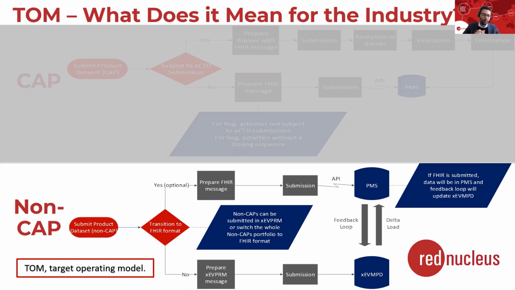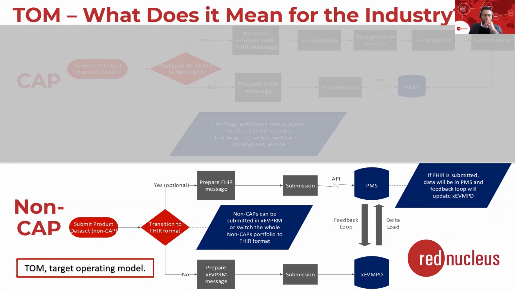In terms of the synchronization between the PMS and XCV-MPD, there would be a feedback loop again, but I would say that feedback loop will stay until EMA transitions everything to the PMS. So going forward, regardless of whether you decide to use the FHIR message or the XCV-MPD, there is going to be a connection between the XCV-MPD and PMS to make sure that the data is synchronized all the time.